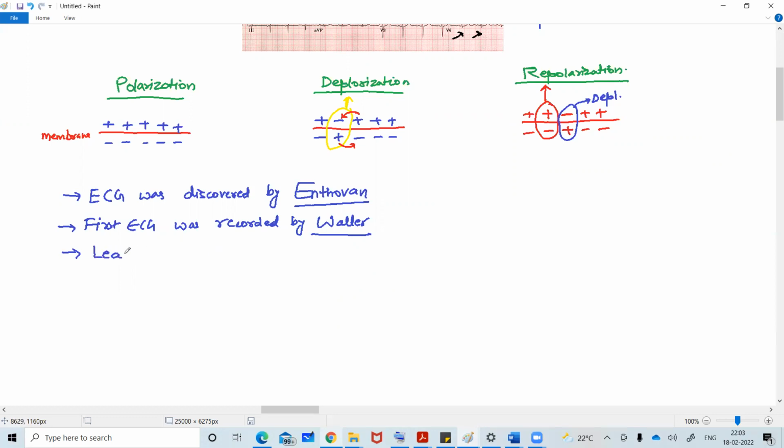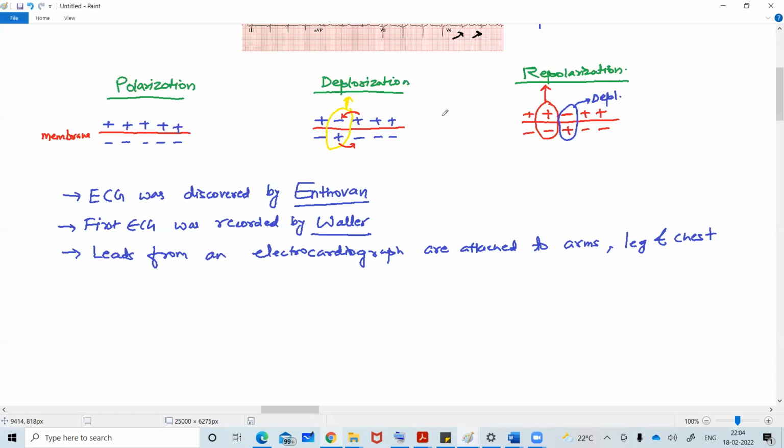So you can say that leads from an electrocardiogram are attached to arms, leg, and chest. So these are the three places in your body where the leads are attached. And what these leads do, they take the impulse and record it on a paper.